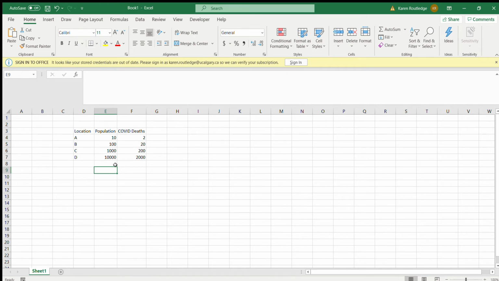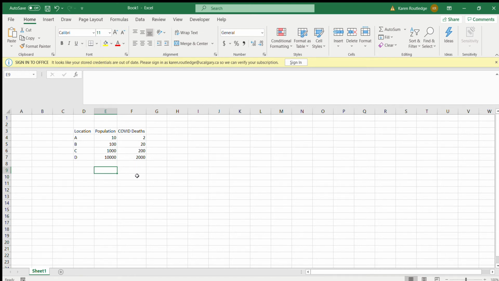Here I have a very hypothetical and simplistic example of 4 locations, very originally named A, B, C, and D. Each of those locations has a population. They get tenfold bigger each time. The tenfold doesn't really matter, it just looks pretty. And we have some COVID deaths, because why not? And they also get 10 times higher each time.